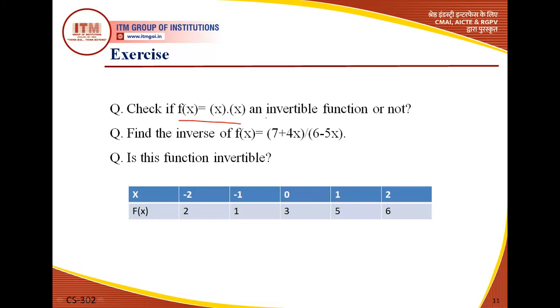Then the second question is to find the inverse of f(x) is equal to (7 plus 4x) by (6 minus 5x). You have to find the inverse of it. For finding the inverse, we have written 4 steps in the previous slides, so you can refer to that and then do this.